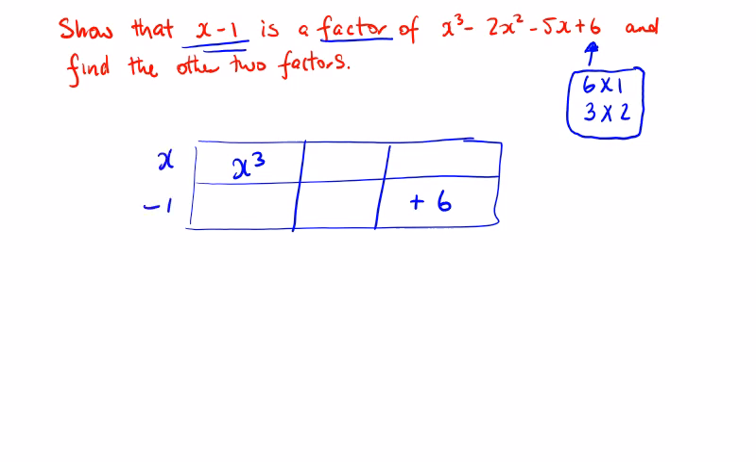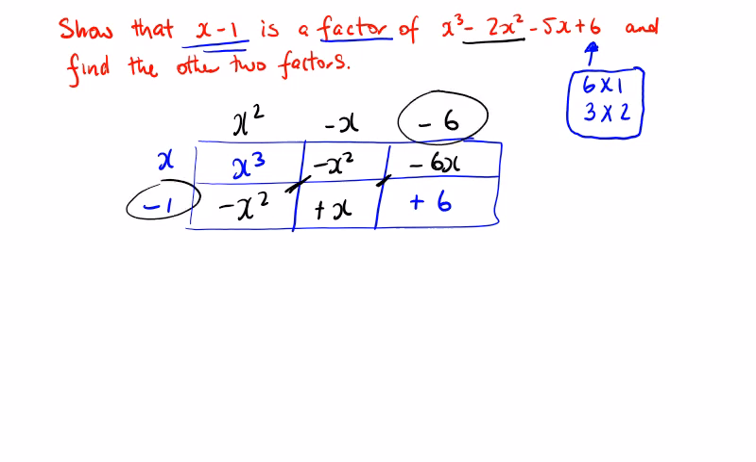So x minus 1. x squared, minus x squared. We want minus 2x squared, so another minus x squared, minus x, and then plus x down here. Be careful with the signs. We want minus 5x, so minus 6x, minus 6. And is minus 6 by minus 1 plus 6? It is, so we know we're right.